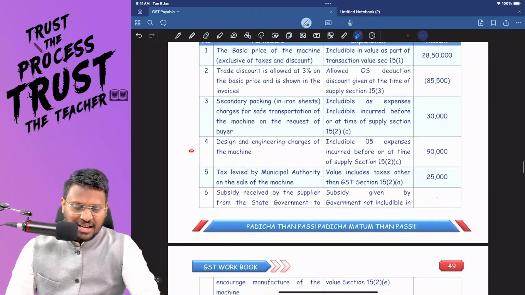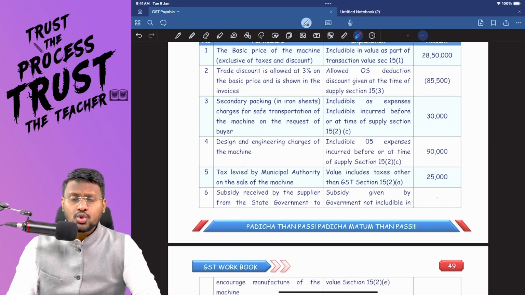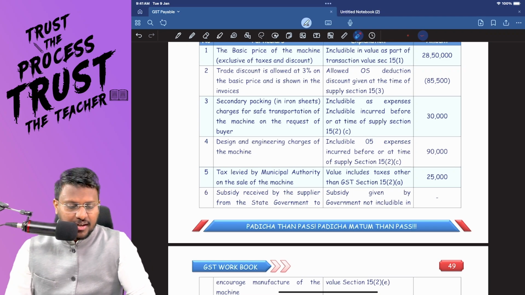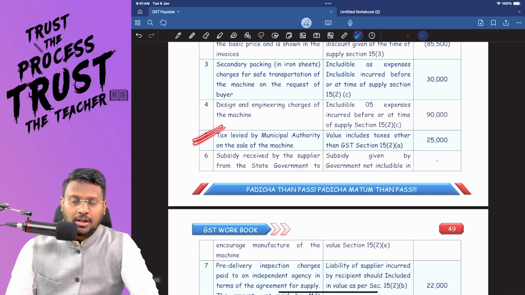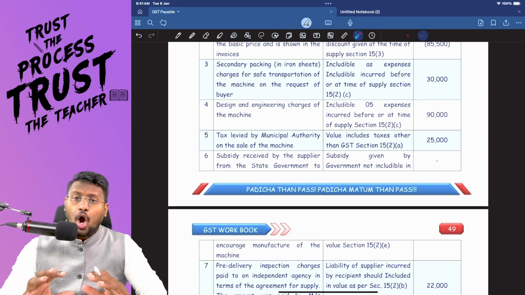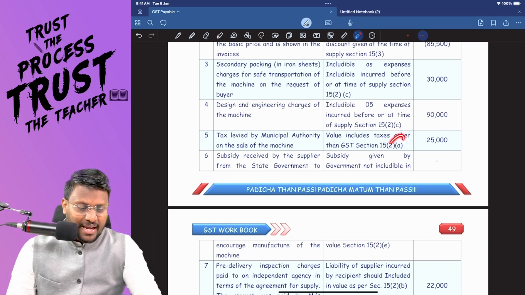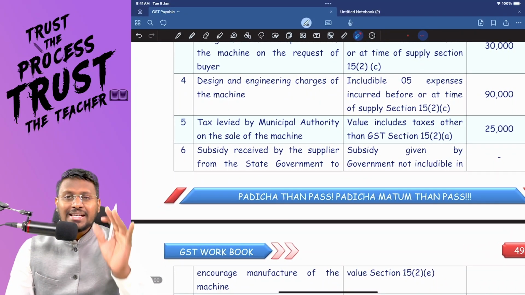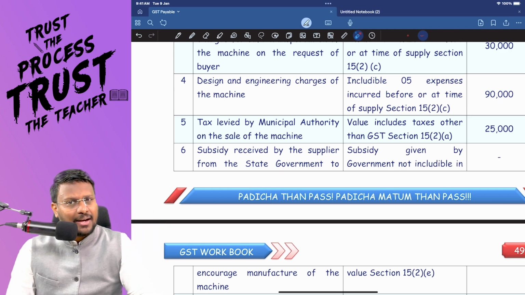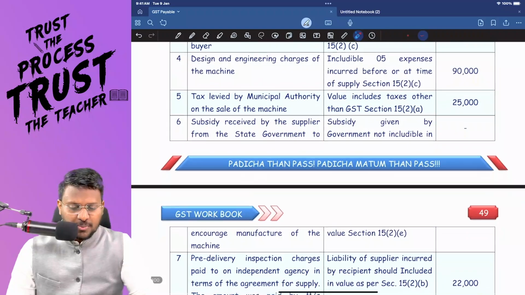Now coming to design and engineering charges. Again, that is also an expense. So we have to see whether the amount incurred by the supplier is an incidental expense or not as per 15 subsection 2 clause C. Tax levied by municipal authority. You know, we have to include all taxes other than what? GST. That's what A stands for, all taxes. 15 subsection 2 clause A. A stands for all taxes other than GST. This is not GST, so it should be included in the value of supply.